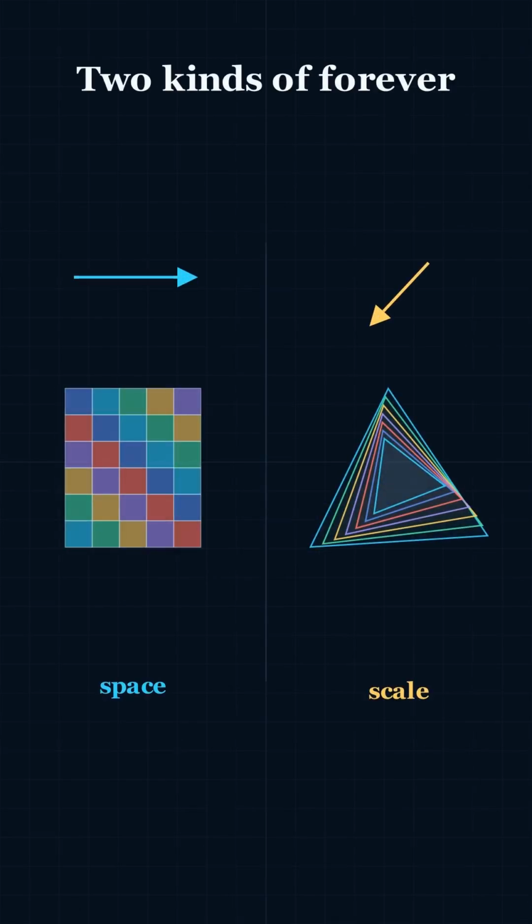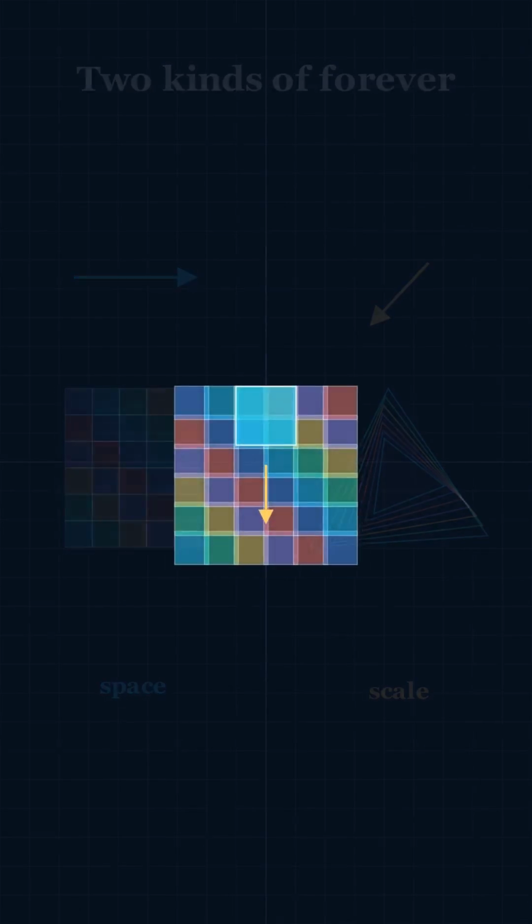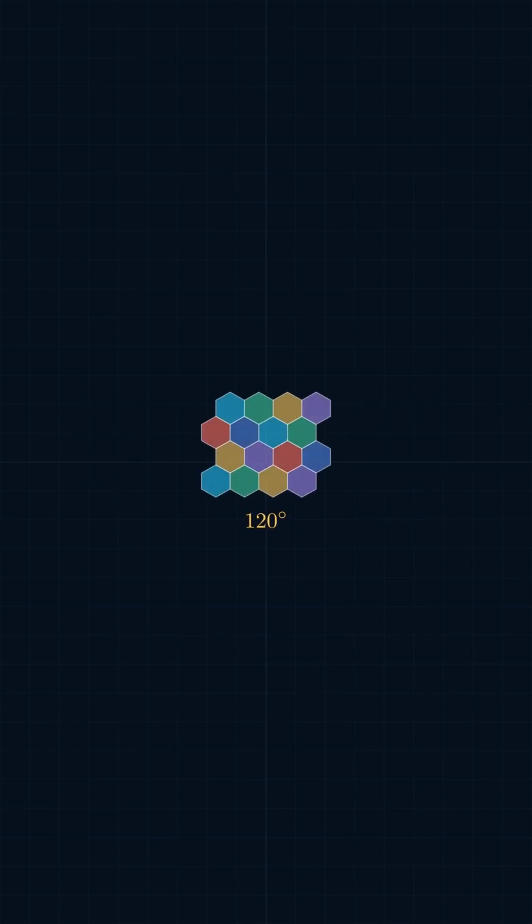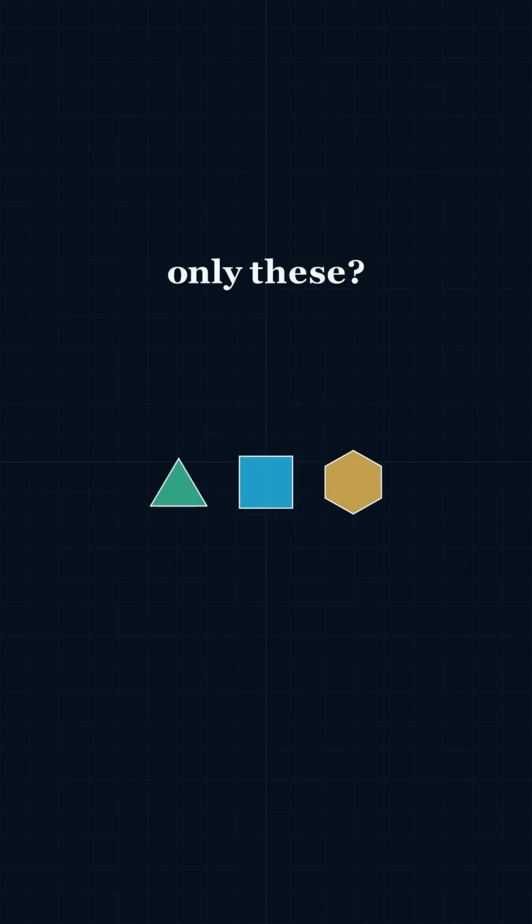There are two very different ways a shape can repeat forever. The first is familiar. You take a shape, slide copies across the floor, and cover the plane. Squares do it. Equilateral triangles do it. Regular hexagons do it. In fact, those are the only regular polygons that work.